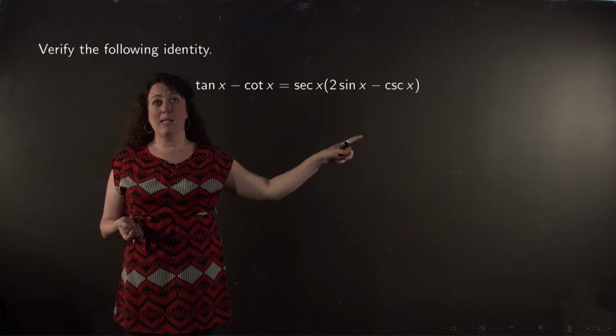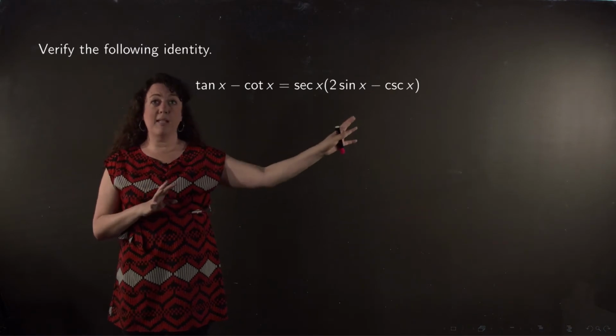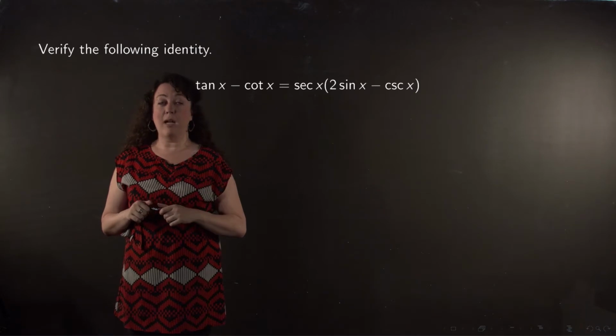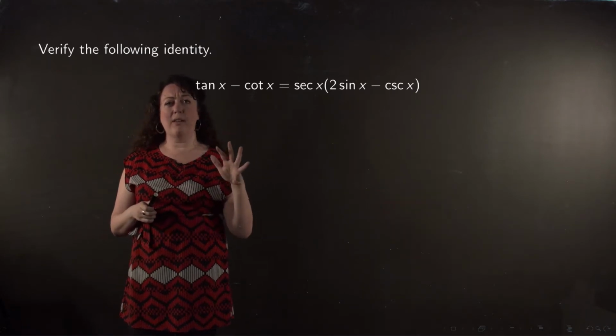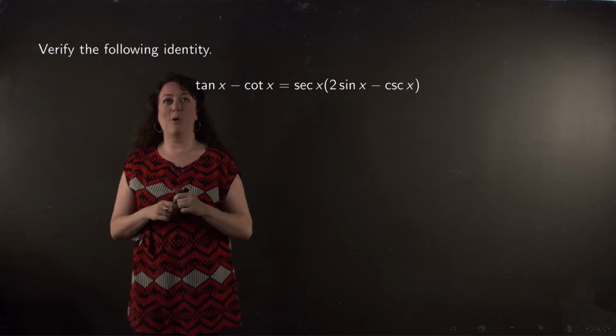Secant times cosecant, that's going to turn into something as well. So you can start with that side if you want to. You can start with this side and simplify these down as fractions and see what happens. I like starting on the left and working my way to the right. If you want to start on the right and work your way to the left, you should be totally fine.